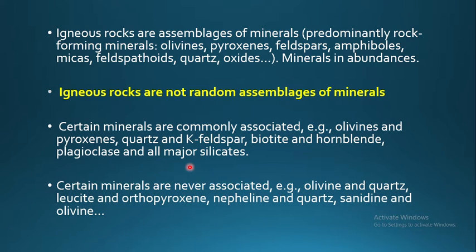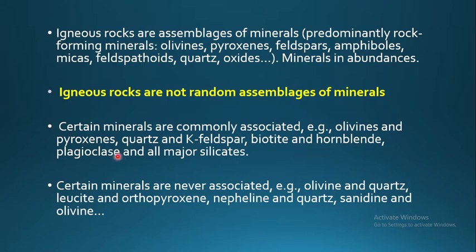Of course olivine, because it forms at very high temperature. The first mineral to form, olivine, forms at 1400 degrees Celsius. Next pyroxene, then quartz. As we know, quartz is the last mineral formed in Bowen's reaction series, at a temperature of 573 Kelvin. Then feldspar, usually potassium feldspar, then biotite, hornblende, plagioclase and all the major silicates are also present in this.